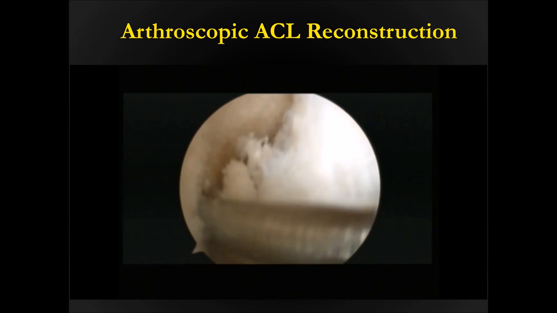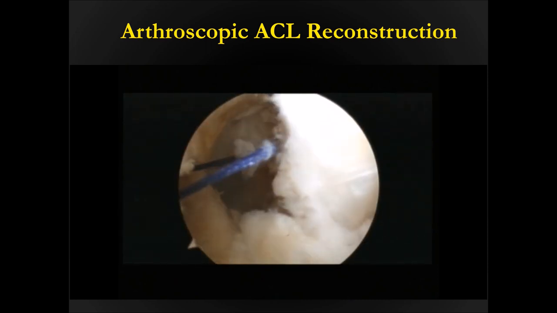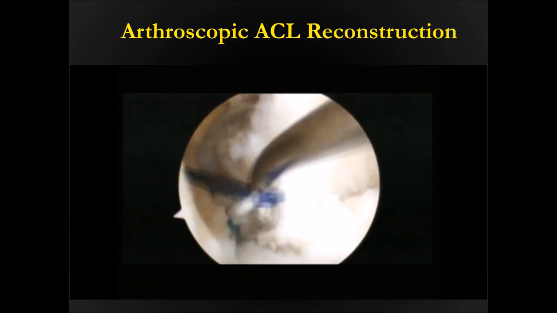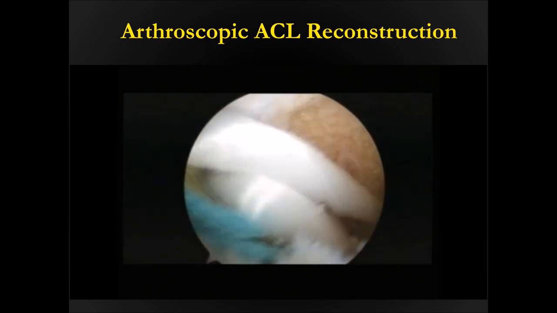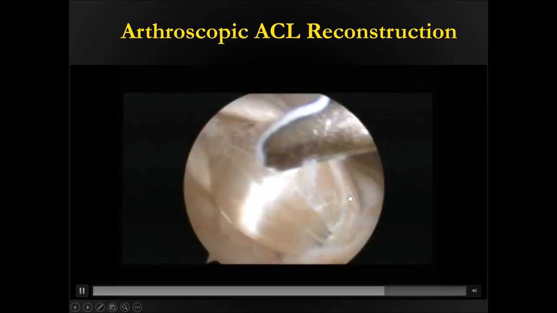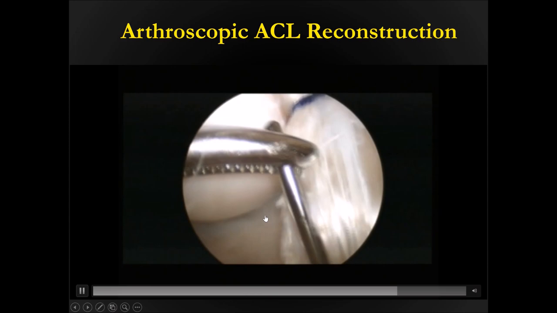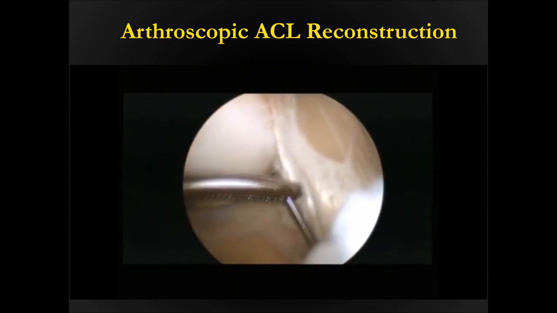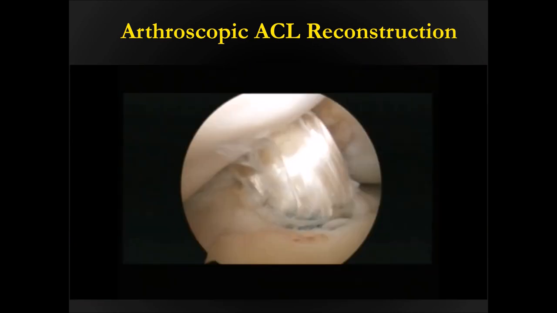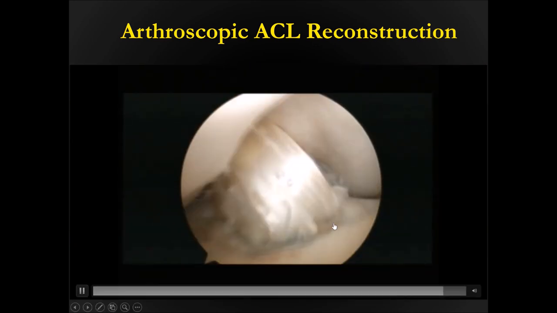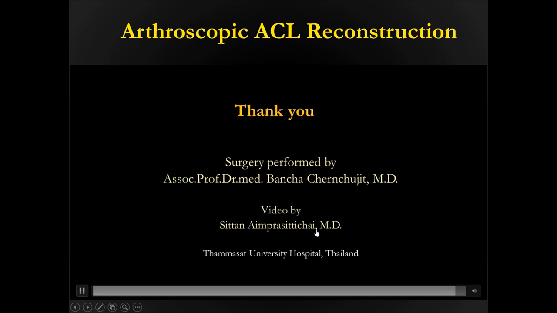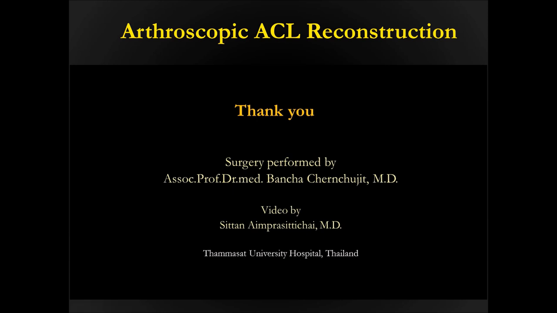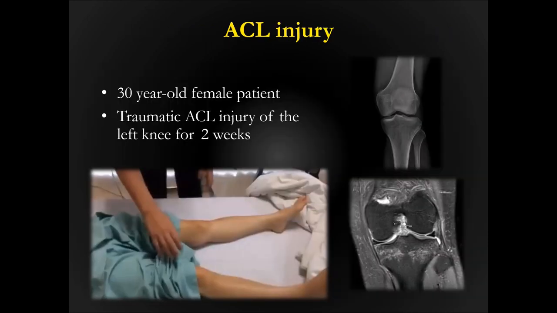Okay, so this is the graft. Then you put the ACL graft into the tunnels. This is the graft. So the size of the graft is around 10 to 11 millimeters. Okay? And then we fix the proximal and distal with screws. Nowadays we have absorbable screws, so we don't have to take them off. It's not metal anymore. So when you go to the airport, no problem. No metal inside. Okay. Good.